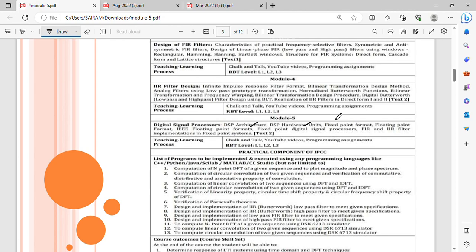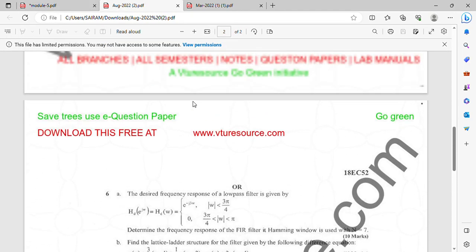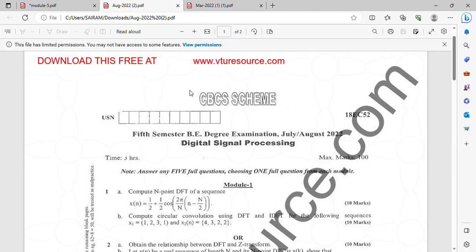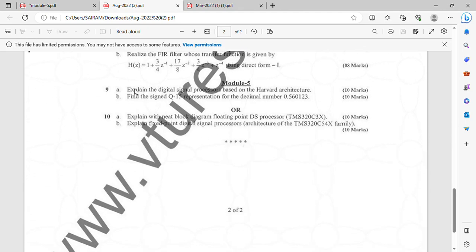DSP architecture. This question has been asked in July August 2022, 18 AC 52, question number 9A: explain the digital signal processor based on the Harvard architecture. It has been asked for 10 marks. This is one very important question that has been repeated 2 times.